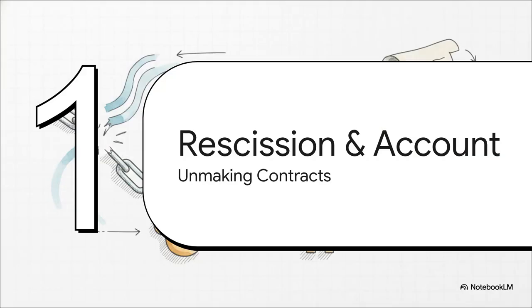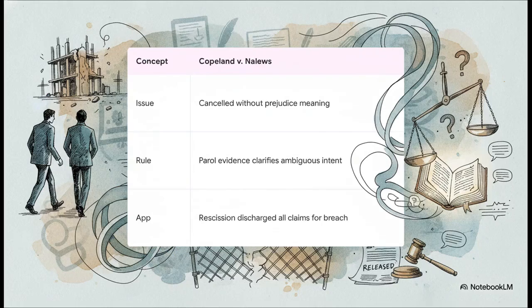On to Section 5, Rescission and Account Stated. Even when parties agree to just walk away, things can still get incredibly messy. In the Copeland case, two companies hastily agreed to cancel a construction subcontract without prejudice. Sounds simple, right?